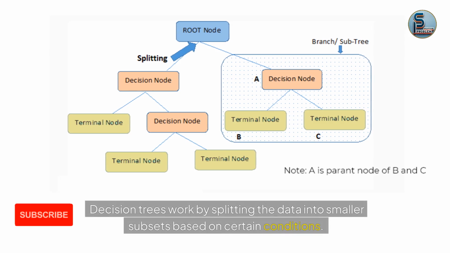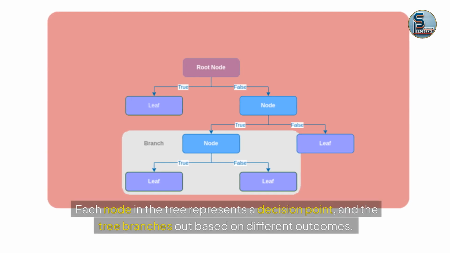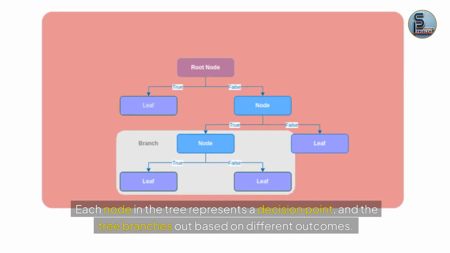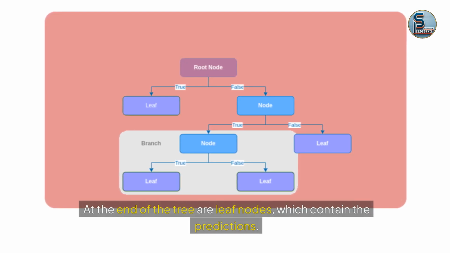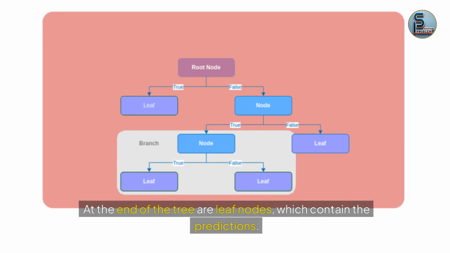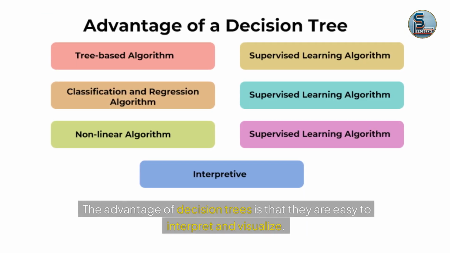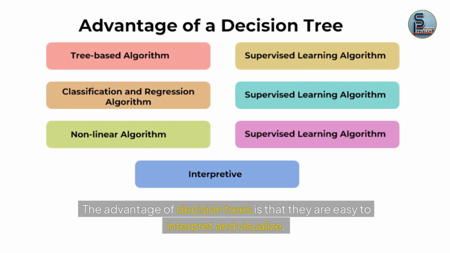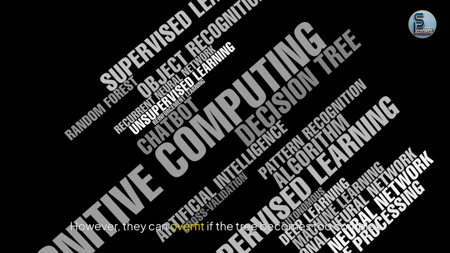Decision trees work by splitting the data into smaller subsets based on certain conditions. Each node in the tree represents a decision point, and the tree branches out based on different outcomes. At the end of the tree are leaf nodes, which contain the predictions. The advantage of decision trees is that they are easy to interpret and visualize. However, they can overfit if the tree becomes too complex.